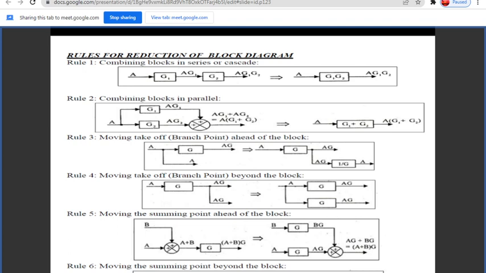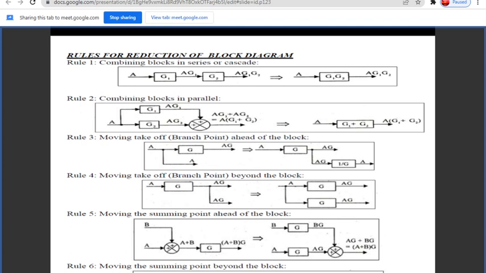Rule number five is moving the summing point ahead of the block. That means we have to move the summing point from the front portion of the system to the next of the system. If you move the summing point from the front portion to the next of the system, G will be added with B and A, so we will miss it. So we have to put the G for individual A and B. You can see in the diagram they have added the G for each individual path.